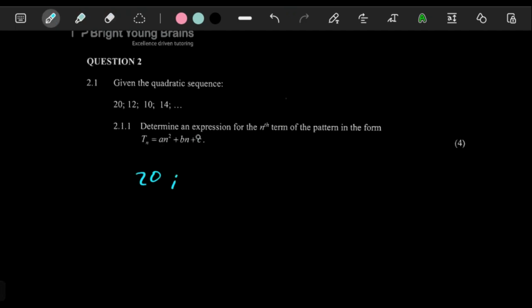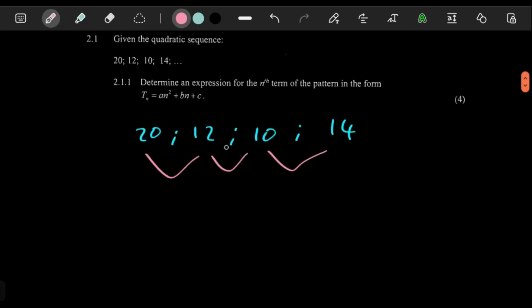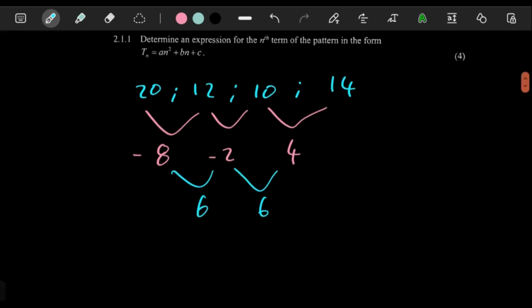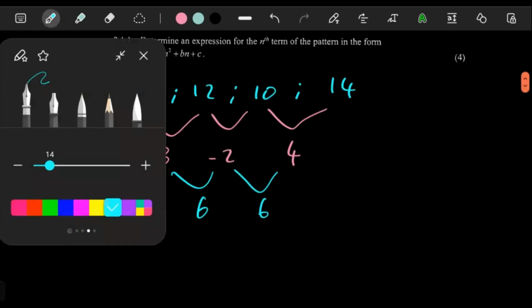20, 12, 10, 14. So this is like standard procedure. 14 minus 10 is like 4. 10 minus 12 is negative 2. This minus this is negative 8. And then your next line here, more or less the same. 4 minus, this is where you have to be careful. 4 minus negative 2 is a 6. Negative 6 minus negative 8 is a 6 as well, because a negative and a negative you plus.